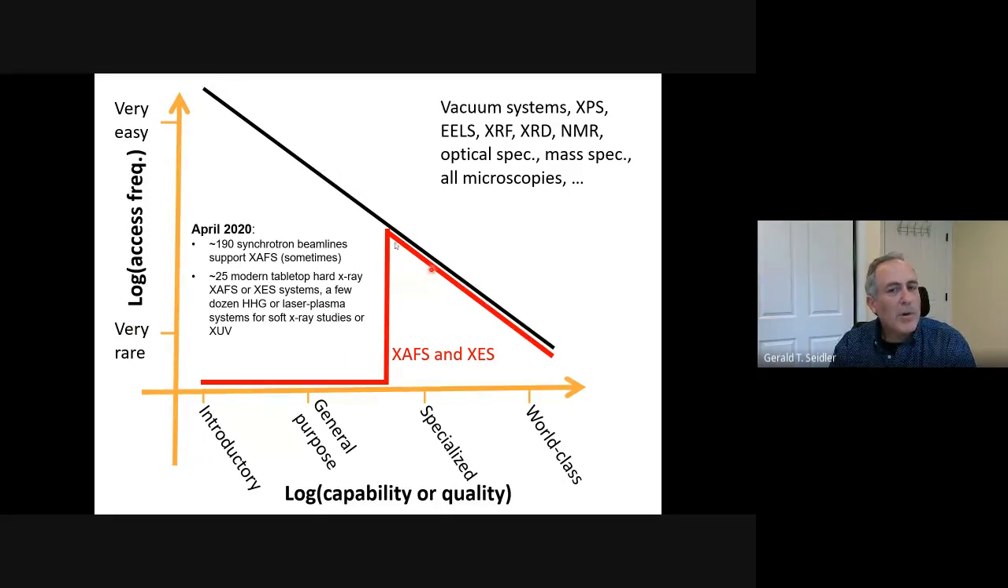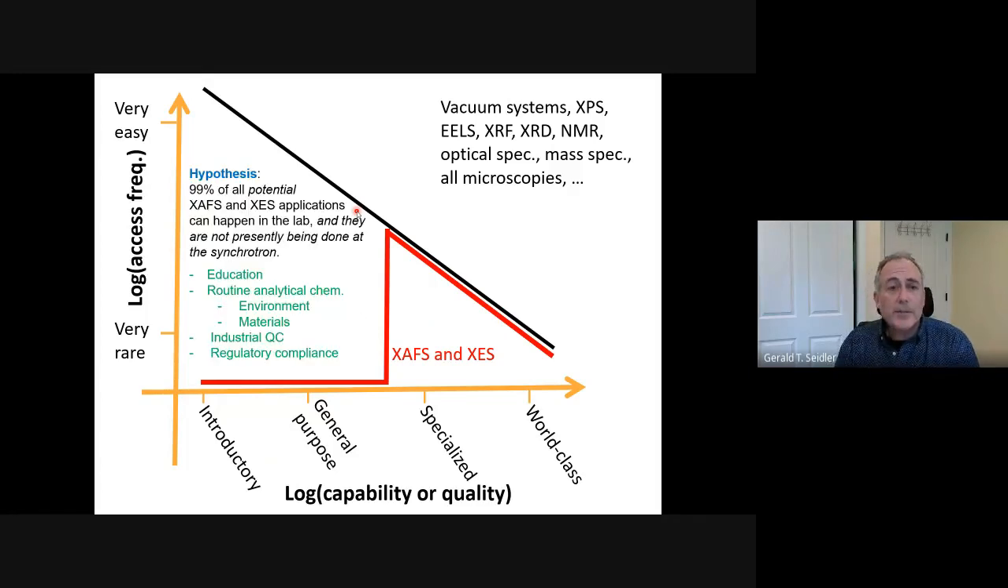If we had a mature market, we would have expected maybe thousands of laboratory XAFS systems, and there aren't. So we have a hypothesis that 99% of all potential XAFS and XES applications can happen in the lab, and those applications are not presently being done at the synchrotron. They would include education, routine analytical chemistry for environmental or materials studies, industrial quality control, and regulatory compliance. Those are things you basically can't go to the synchrotron for, because the synchrotron is there for scientific discovery, not for routine analysis.